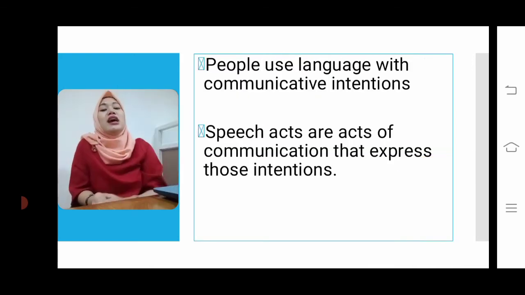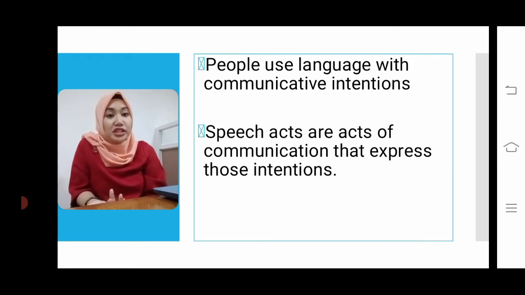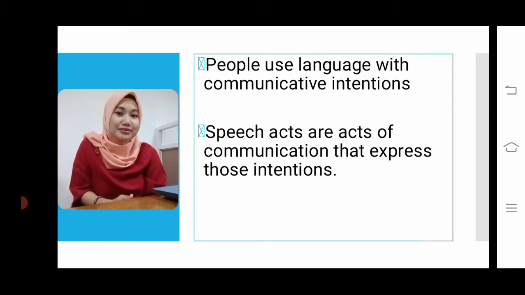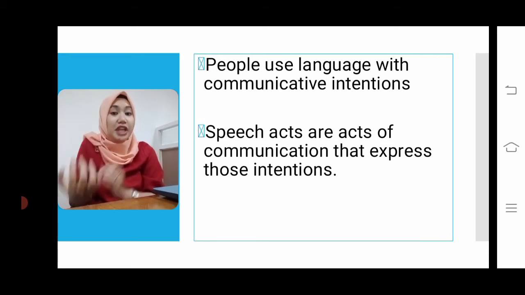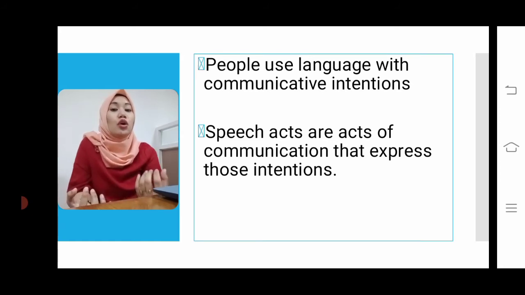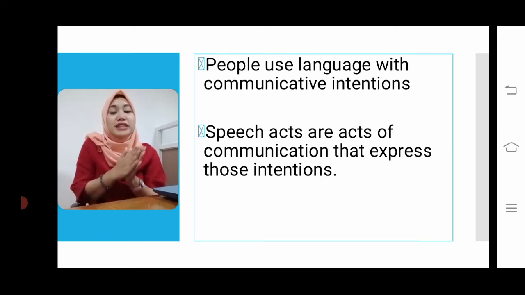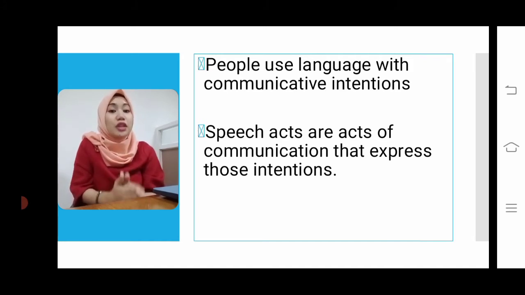Okay. All right. So people use language with communicative intentions. As a good speaker, if you want to be successful in conveying the message, your communicative intention must be understood by the hearer. So there must be communication. There is the intention from the speaker, and the hearer will understand and give reactions. So what I have to highlight here, what is the definition of speech act? Speech acts are acts of communication that express those intentions. So that's called speech act.